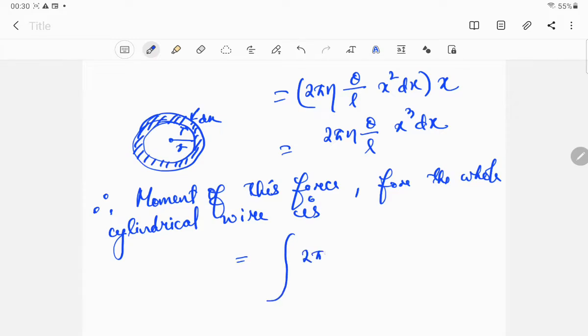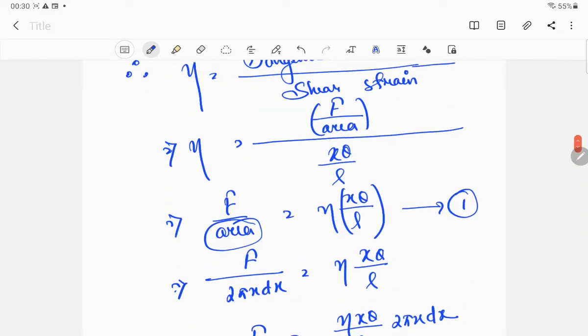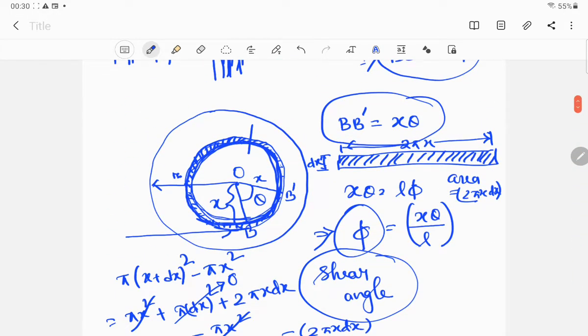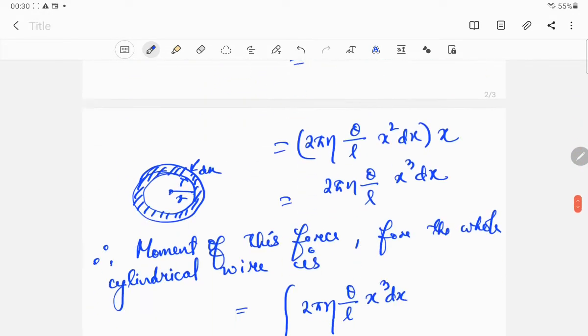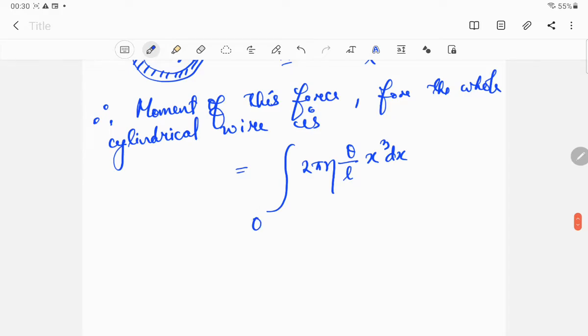So 2 pi eta theta by L, we are integrating with respect to dx, therefore we need to find the lower and upper limits of x. You can see that x is the radius, meaning the distance of the point from the center. In this diagram, what is the minimum value of x? It is at this point, so it is equal to 0. And the maximum value of x will come up to this point, that is equal to r. So x goes from 0 to r.